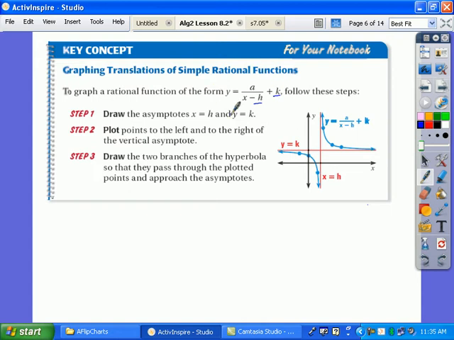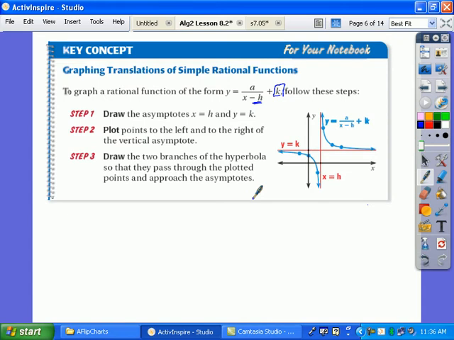The k value here is our vertical shift. So it's going to take the entire graph, including the asymptote, and shift it up k units. And the minus h, that's our horizontal shift. And it's going to move h units the opposite direction. So in this case, it's going to move h units to the right.